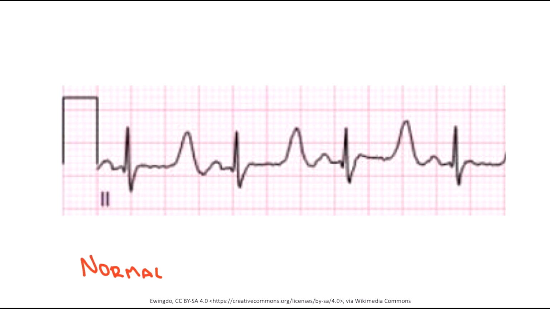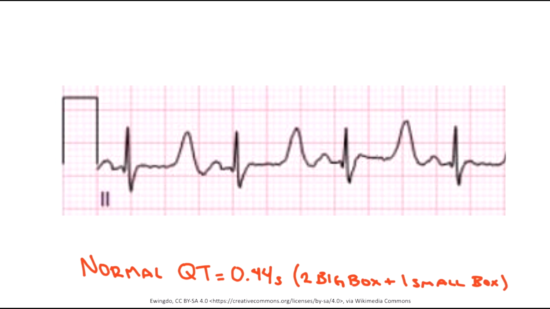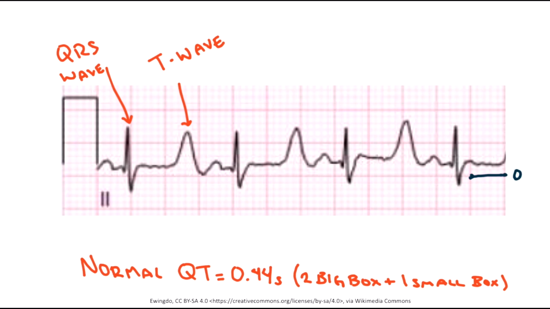Remember that a normal QT interval is about 0.44 seconds, or 2 big boxes and 1 small box. And the QT interval is measured from the start of the QRS wave to the end of the subsequent T wave. And also recall that each big ECG box is equivalent to 0.2 seconds, and each little ECG box is equivalent to 0.04 seconds.